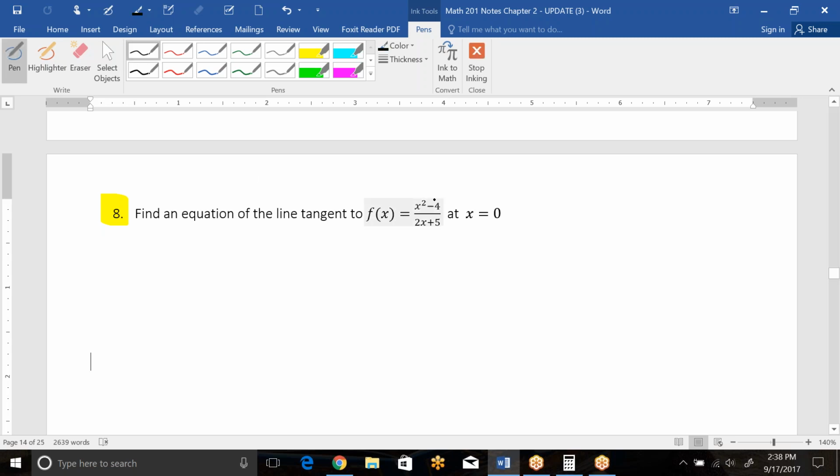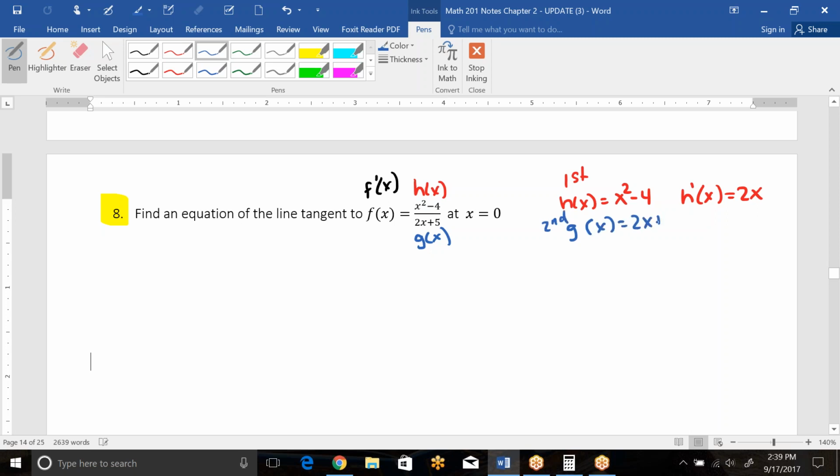Okay, so if we find the equation of the tangent line, we first need to find the derivative. So my top's going to be h of x. My bottom's going to be g of x because this is a quotient. We're going to use the quotient rule. So h of x is x squared minus 4. H prime of x is 2x. G of x is 2x plus 5. And g prime of x is just going to be 2.